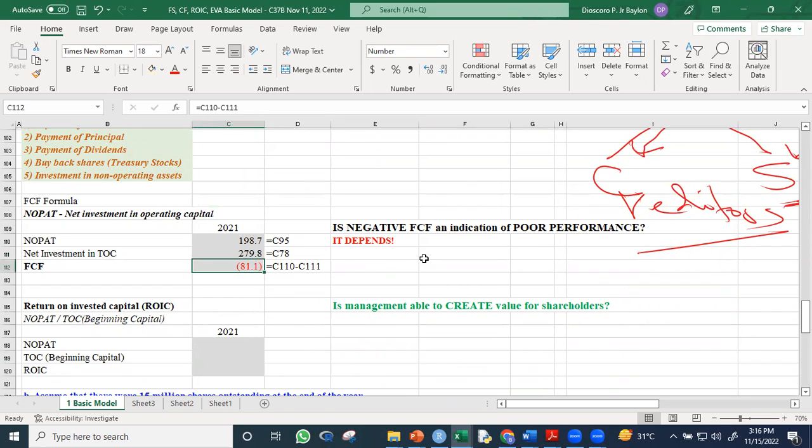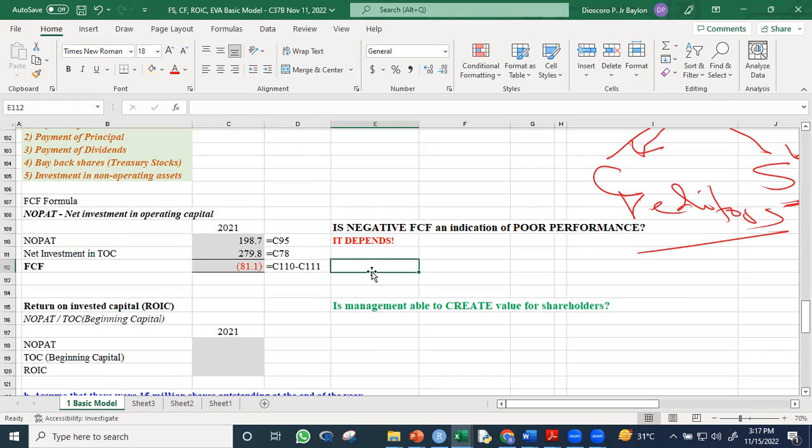So if the negative free cash flow was due to the heavy investment in total operating capital, then it's okay. That's good, because the company was investing more in operating capital, in assets, both current assets and long-term assets, which the company could eventually use to drive operations, to drive profitability.